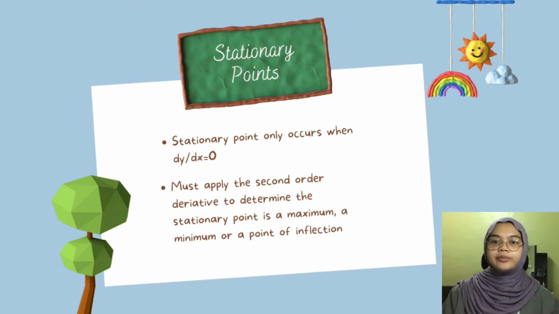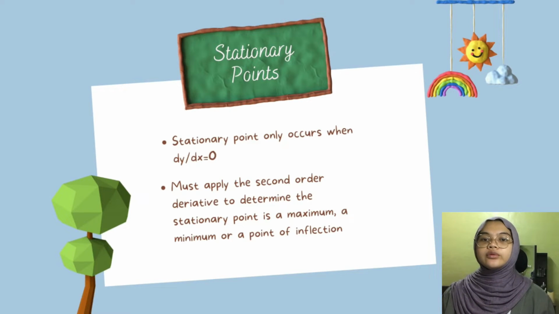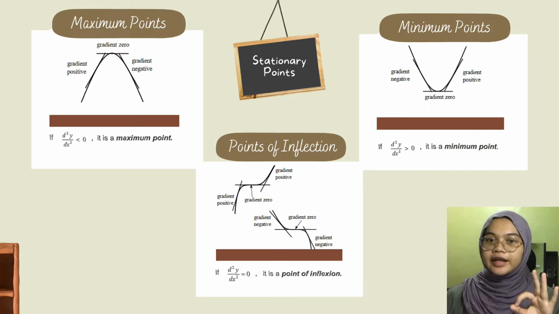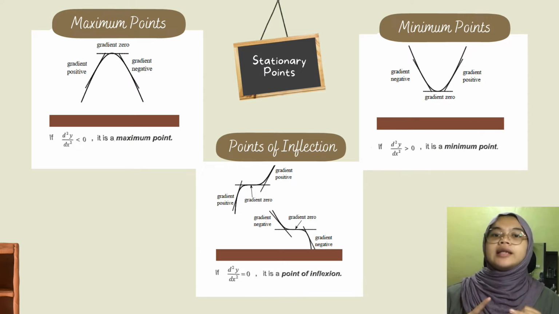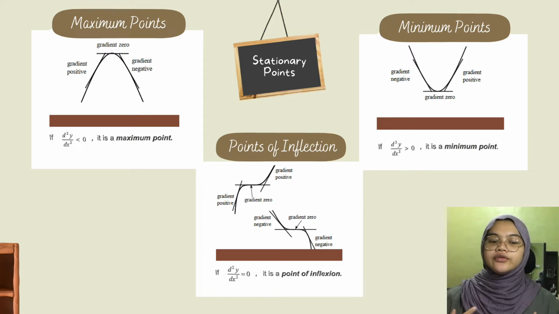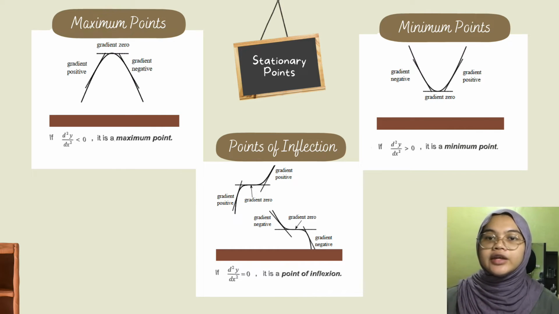Okay, now I want to talk about stationary points. We must understand that stationary points only occur when dy over dx equals 0. Next, we must apply a second order derivative to determine if a stationary point is a maximum point, a minimum point, or a point of inflection. There are three types of stationary points: minimum point, maximum point, and points of inflection. To determine the stationary point, if d square y over dx square is more than 0, it is a minimum point. If d square y over dx square is less than 0, it means maximum point. And lastly, if d square y over dx square equals 0, it means points of inflection.